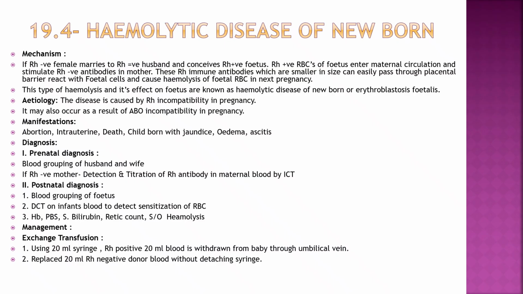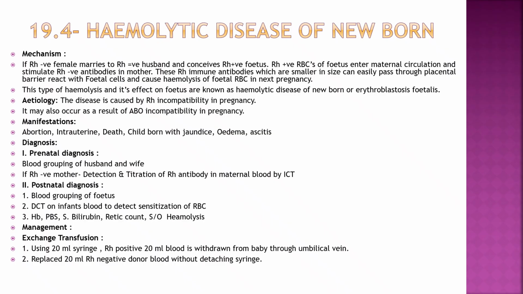Hemolytic disease of newborn: when an Rh negative female marries an Rh positive husband and conceives an Rh positive fetus, the Rh positive RBCs of the fetus enter the maternal circulation and stimulate Rh antibodies in the mother. They are immune antibodies and can pass through the placental barrier, and the next time there is a pregnancy, they cause hemolysis of fetal RBCs. This is called hemolytic disease of newborn. Manifestations can be abortion, intrauterine death, or a child born with jaundice, edema, ascites.